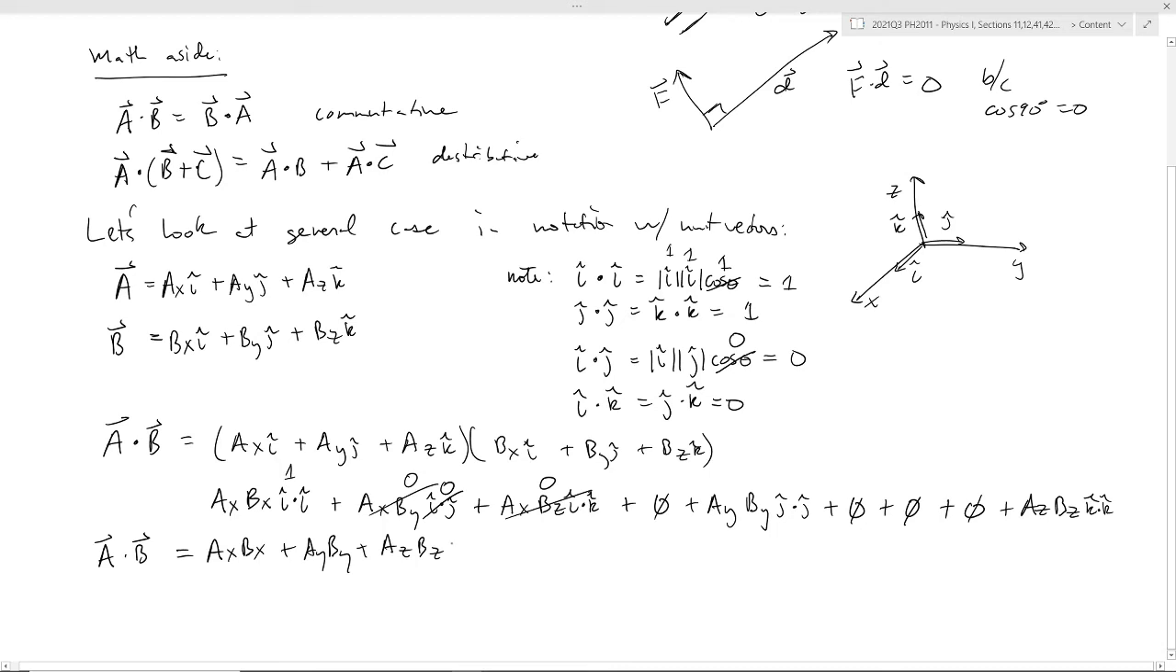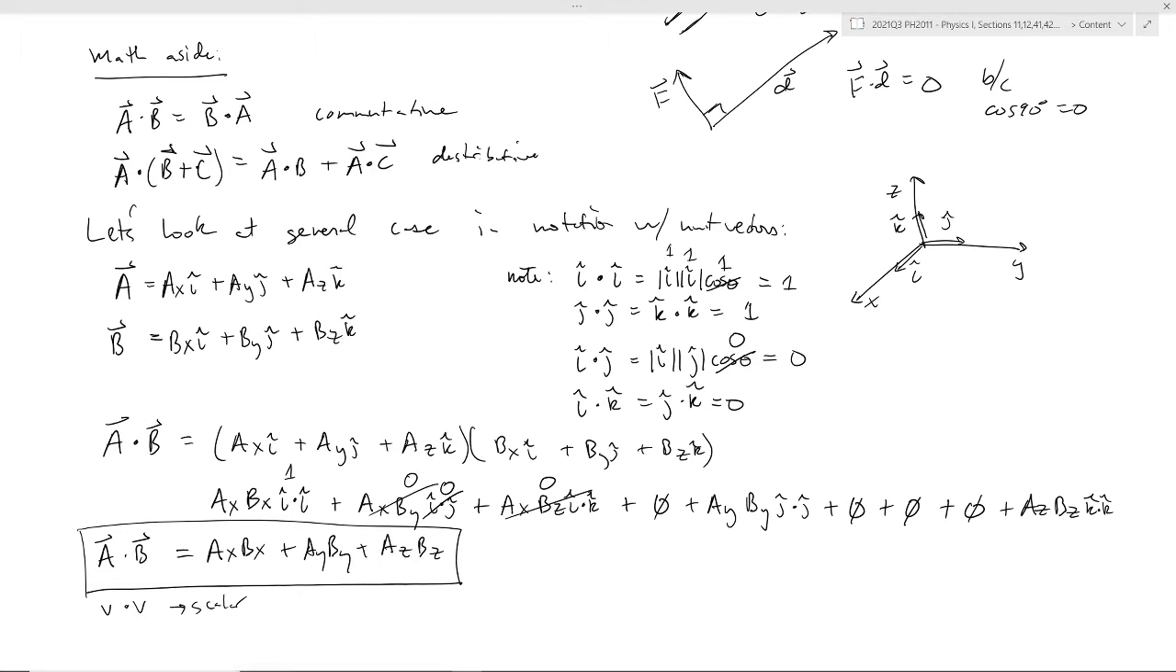Now notice all of our unit vectors have dropped out. They've turned into 1s. And this is how the dot product works for the generic case. Notice we've gone from a vector dot a vector, and this quantity doesn't have any unit vectors anymore, so this is a scalar. And this is what we expect with the dot product operation. Just to be super explicit, these would become 1.